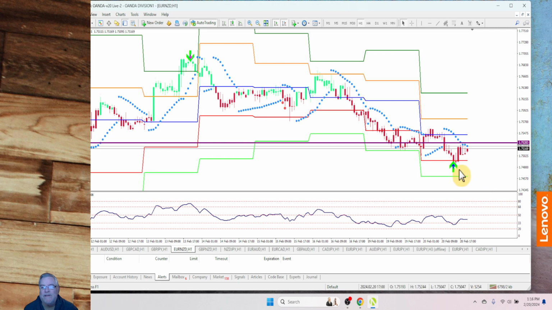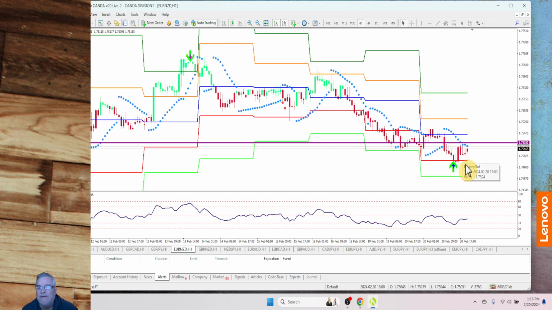Euro New Zealand, I'm looking for a buy opportunity here. We're below the yearly pivot, so I'm looking for a buy opportunity on this, and I hope I didn't miss my opportunity right there. This low is 75. It's at 16.